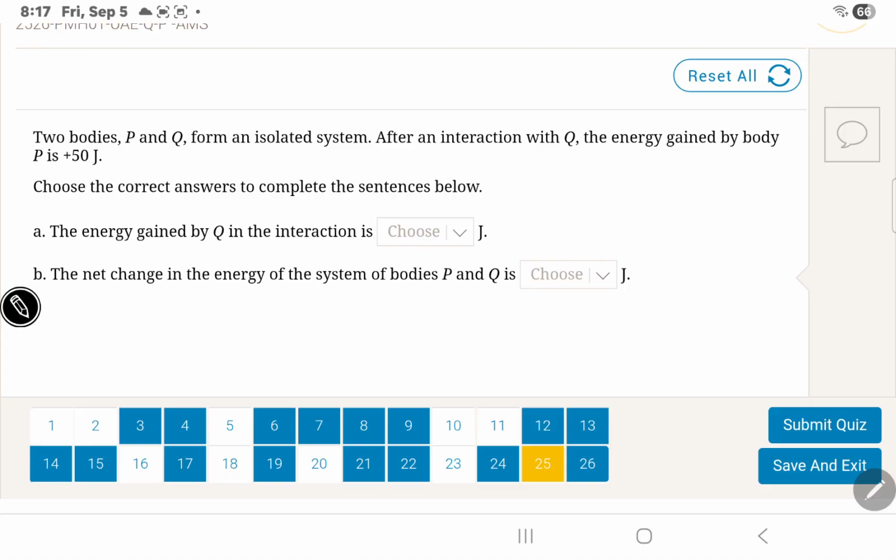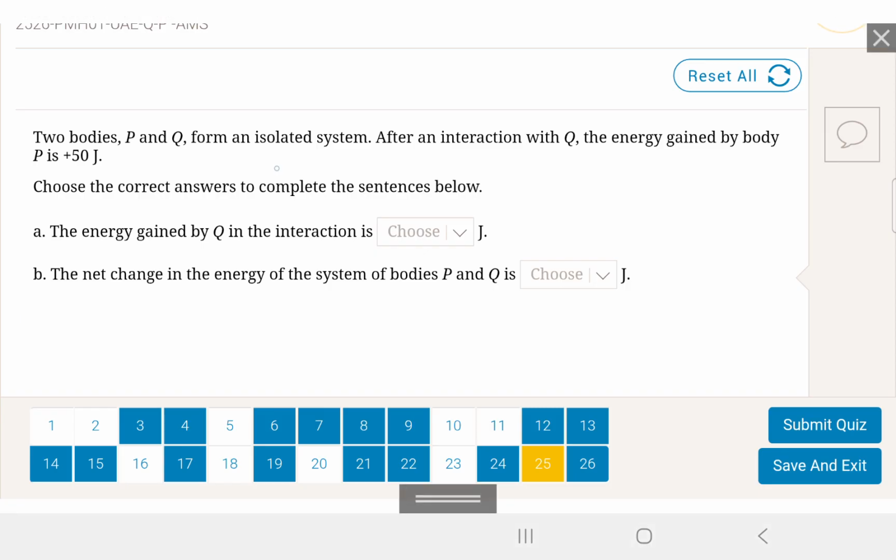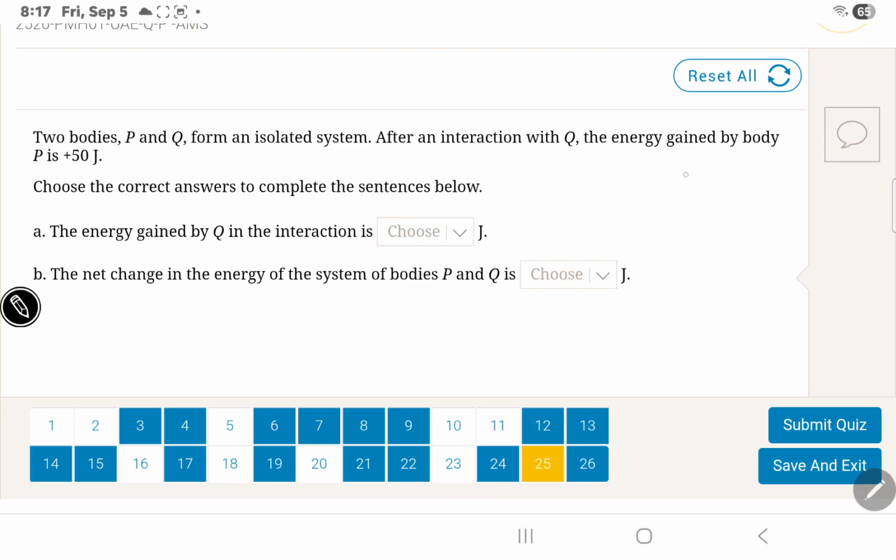Question 25, two bodies P and Q form an isolated system. Remember, isolated system means no energy is lost to the surroundings. After interaction of P with Q, the energy gained by P is plus 50. So the energy gained by Q in the interaction is what? Here we're saying the energy gained by P is 50, so the energy gained by Q will be negative 50. The net change in the energy of the system is 0 because this is an isolated system.